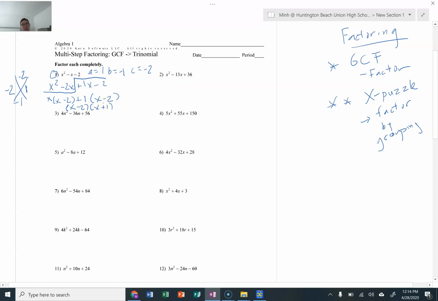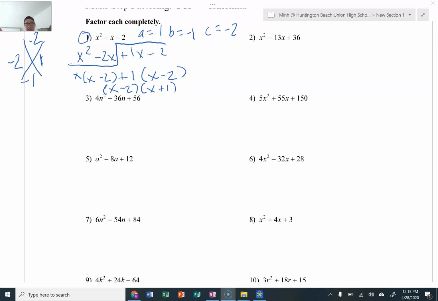So that's basically what we did last week. Now we need to combine everything and try to fully factor. It could be a 1, 2, or sometimes maybe 3-step process. So let's look at number 4, which I circled in red.